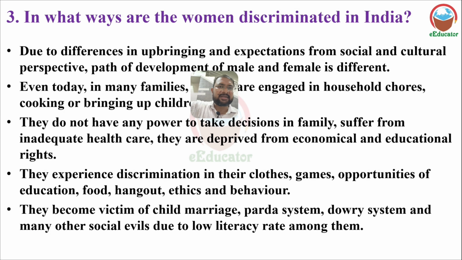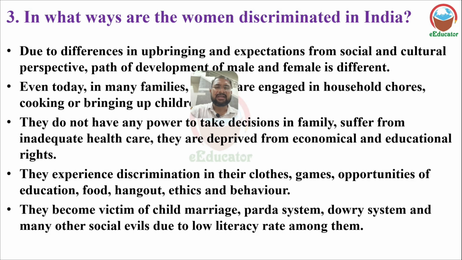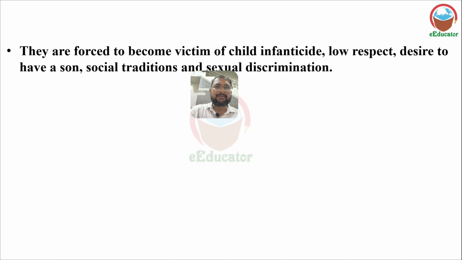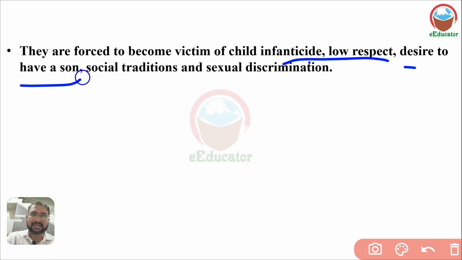They become victims of marriage. Child marriage was prevalent; presently we do not find much of it. The parda system, even the dowry system and many other social evils, and low literacy rate among them are found. This is how women are discriminated in a society. They are forced to become victims of female infanticide. Infanticide was there. Low respect in society, desire to have a son, even social traditions and sexual discrimination are there in the country here.